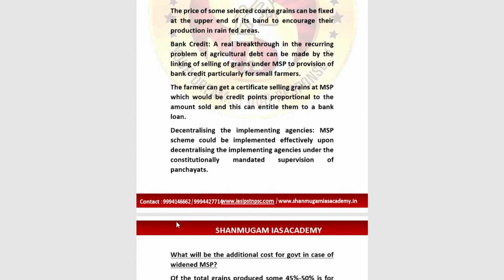Another thing is decentralizing the implementing agencies. That is, the MSP scheme could be implemented effectively by decentralizing the implementing agencies under the constitutionally mandated supervision of panchayats. So this is a good measure which has to be taken.